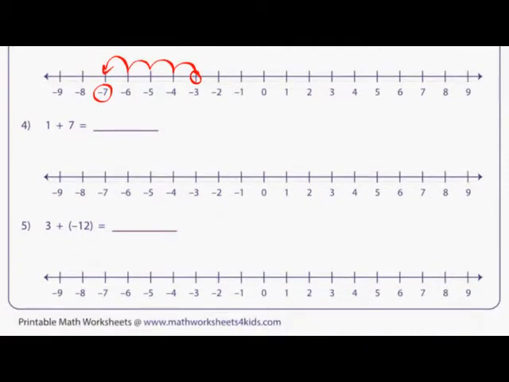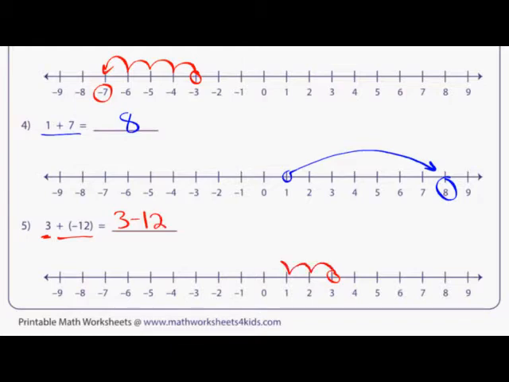Final two, 4 and 5. This is just simple addition. 1 plus 7 gives us 8. And then let's try number 5. Mark your starting number, which is 3, right over here. And we are adding negative 12. That's the same as subtracting 12. So go to the left. 1, 2, 3, 4, 5, 6, 7, 8, 9, 10, 11, and 12. We end up all the way at negative 9.